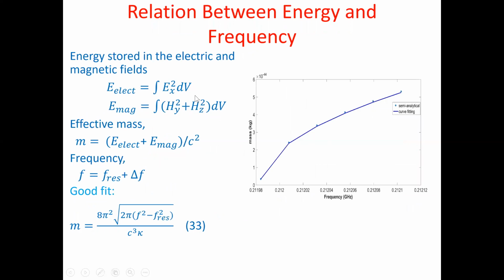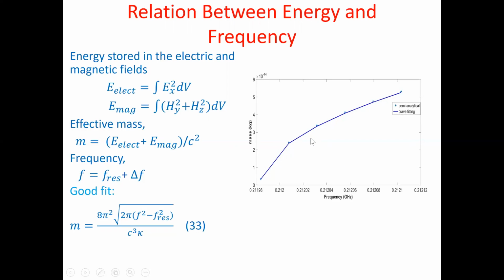Electrical and magnetic energy stored in the cavity are given by these expressions, and we define the effective mass as the total energy stored in the cavity divided by c square. This figure shows the effective mass as a function of the frequency of the electromagnetic radiation. Some of you may not be comfortable with the idea of defining mass for the EM field. Actually, it does not matter. We can consider the y-axis as the stored electromagnetic energy in the cavity, which increases with frequency.